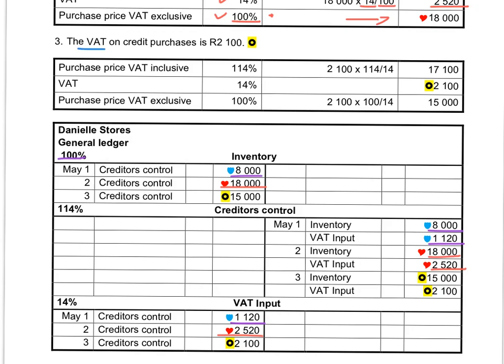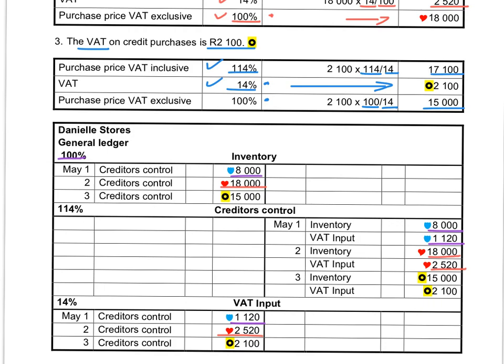The VAT on the credit purchases is 2,100. So in this case, the 14% VAT is given as 2,100. If we want to know what is the total amount that we owe the creditors, it means we will take the one that we want, 114, divided by the 14 that we know, times the amount, and that will give me 17,100. If I want to know what is the purchase price excluding the VAT, the one that I want, 100, divided by the one that we know, 14, and that will give me 15,000 rand.